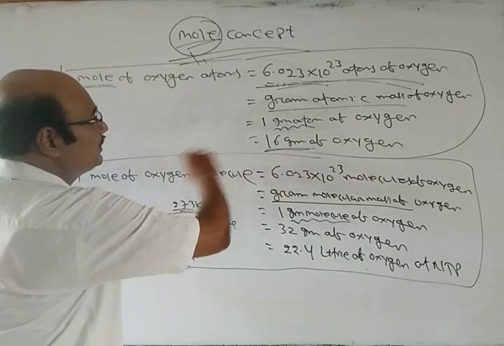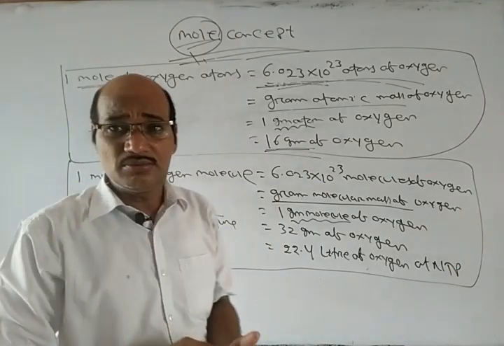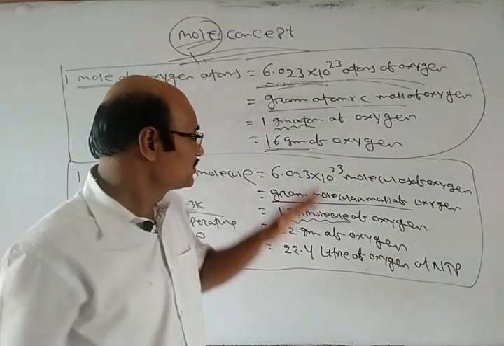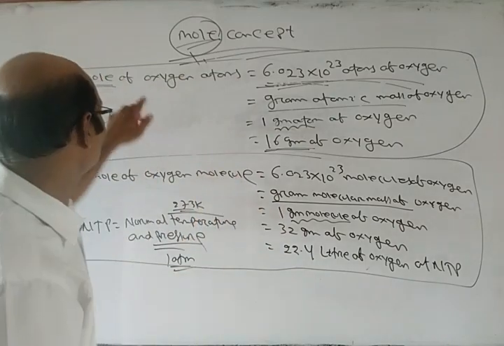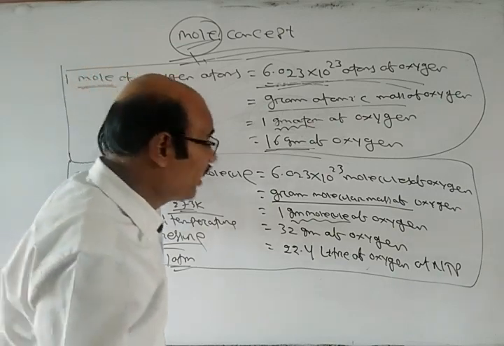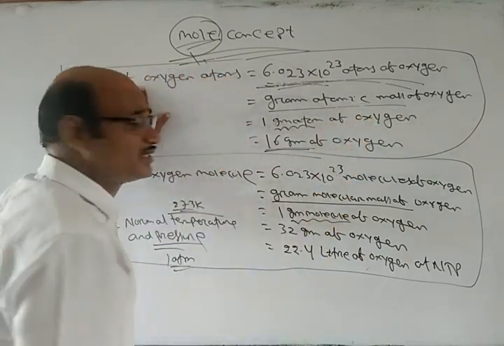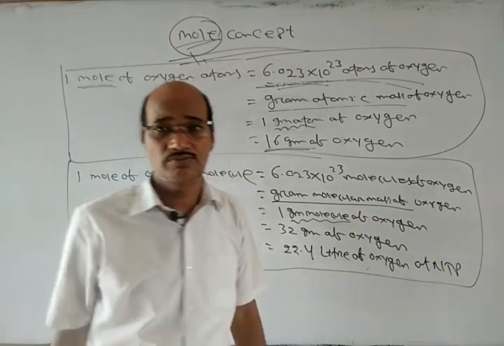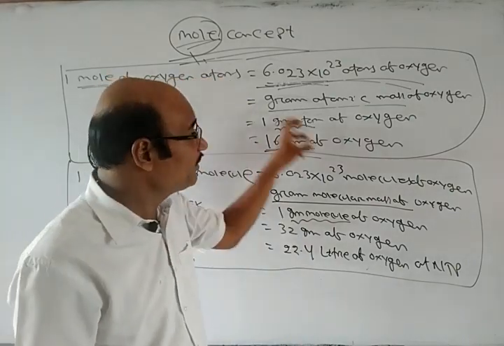Finally, I can go for the reverse. Every atom has its fixed gram atomic mass. For example, oxygen has 16 gram atomic mass. So 16 gram of oxygen is equal to how many moles? 1 mole of oxygen atoms. So 16 gram of oxygen is equal to 1 mole. Therefore 1 gram is equal to 1 by 16, therefore x gram is equal to 1 by 16 into x. That means I can calculate the number of moles for a given mass of oxygen atoms.